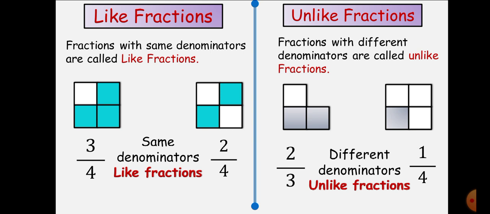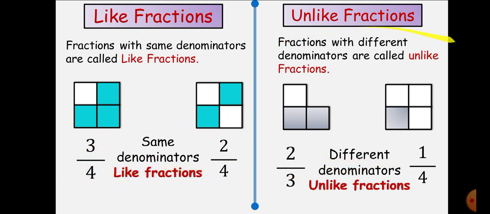For example, if I'm having a figure, a square that's having 4 equal parts, and 2 of them are shaded. That means 2 over 4. Now we have to look at the denominators. The denominators are the same, so that means this fraction is a like fraction.